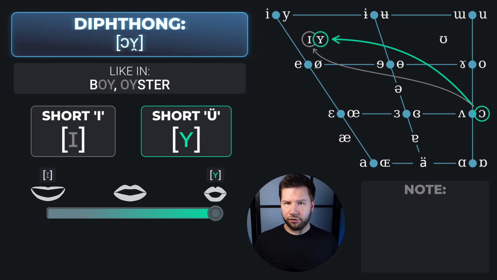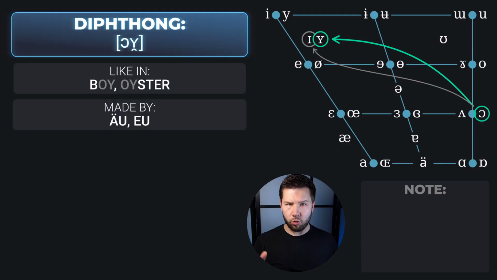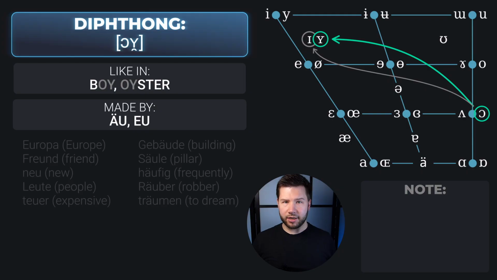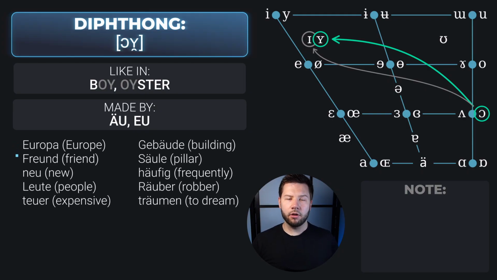This sound is produced by the following 2 letter combinations, EU, as mentioned before, as well as ÄU. So this is not a euro or euro, but Euro in German. Actually, 2 Euro. Here are some more examples. Europa, Freund, neu, Leute, teuer, Gebäude, Säule, häufig, Räuber, träumen.